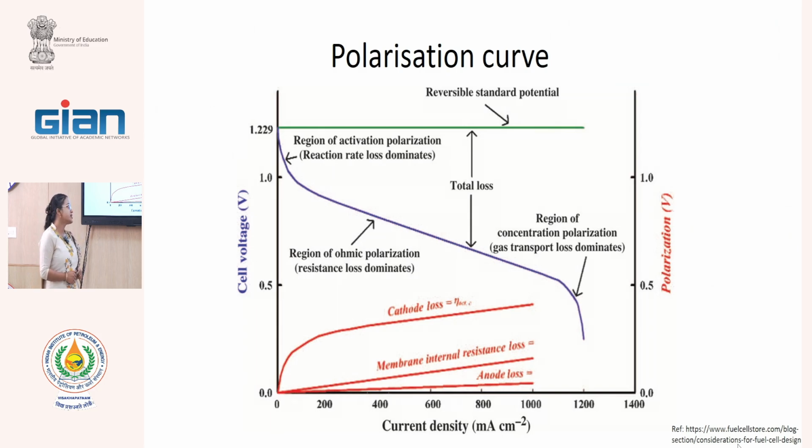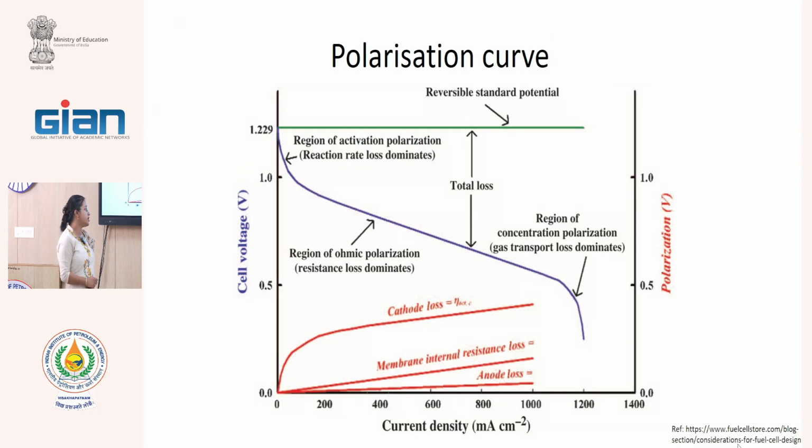What I am showing is a polarization curve of a typical fuel cell. This green line gives you the reversible standard potential, which is determined by the thermodynamics of the operation. This is the maximum efficiency that you can get for any type of fuel cell. Generally, fuel cells like PEM and AEM operate at a voltage of around 0.6 to 0.8 or 0.9 volts.